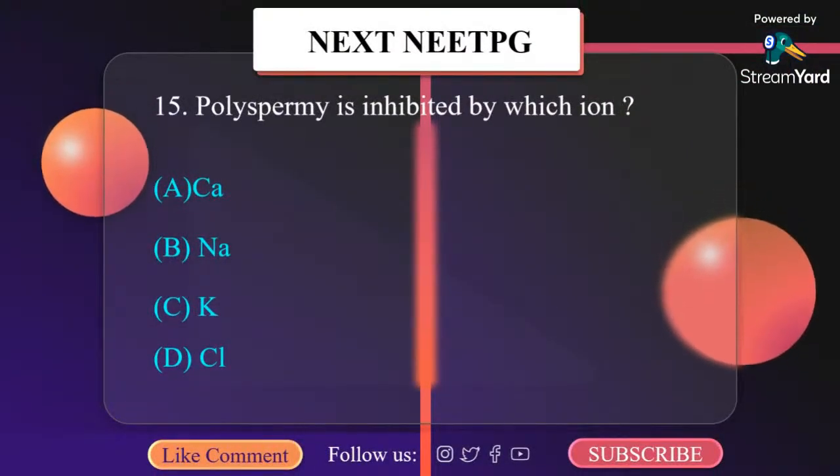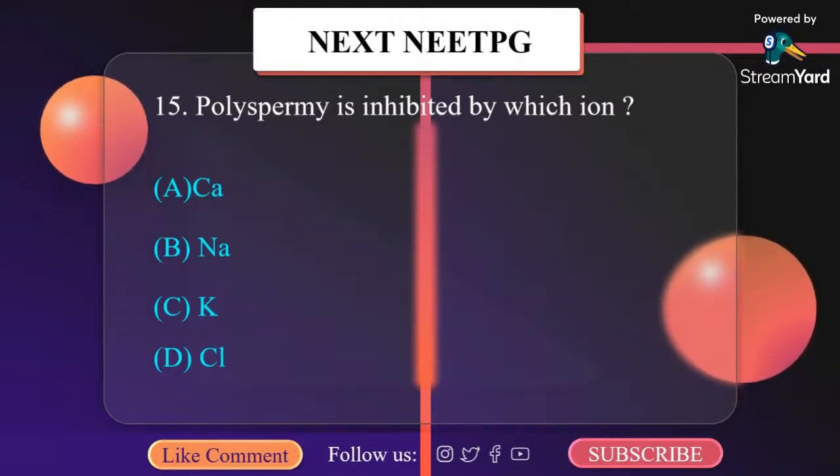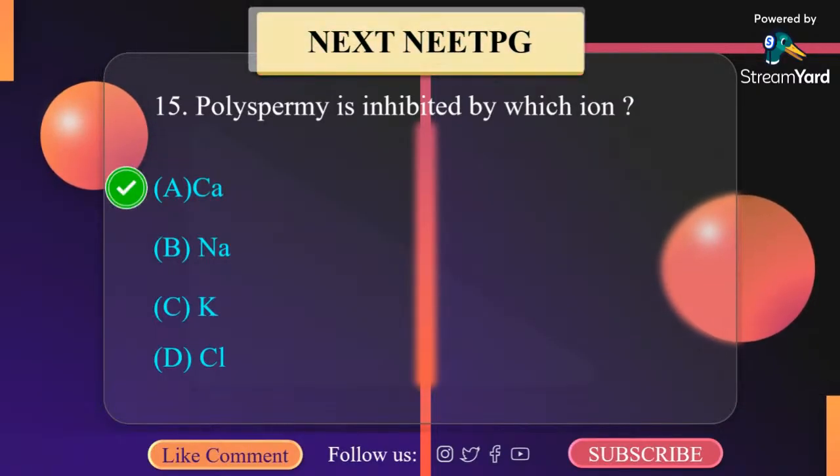Polyspermy is inhibited by which ion? A. Ca, B. Na, C. K, D. Cl. It is Ca.